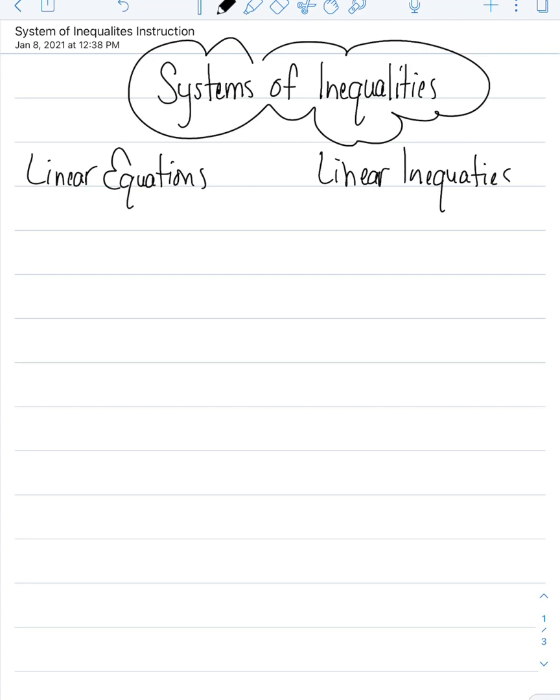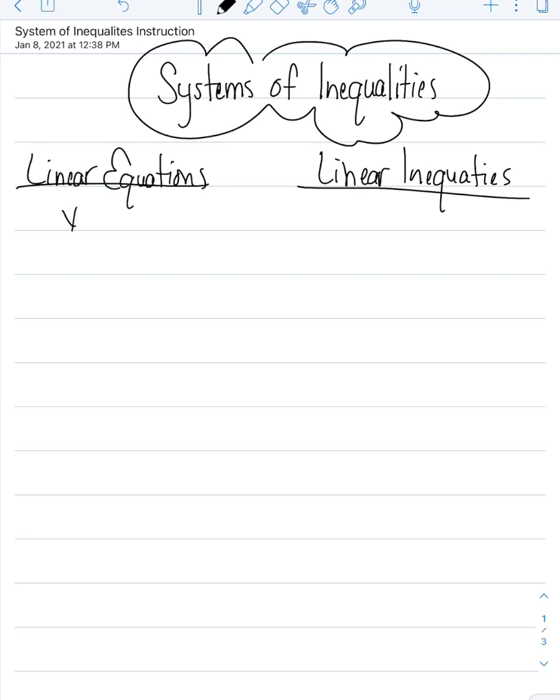Today we're going to take a look at systems of inequalities. But before we do that, I want to go back and review a couple of key points. So in the past, we have talked about linear equations and we've talked about linear inequalities. So let's look at how we can find solutions in these situations.